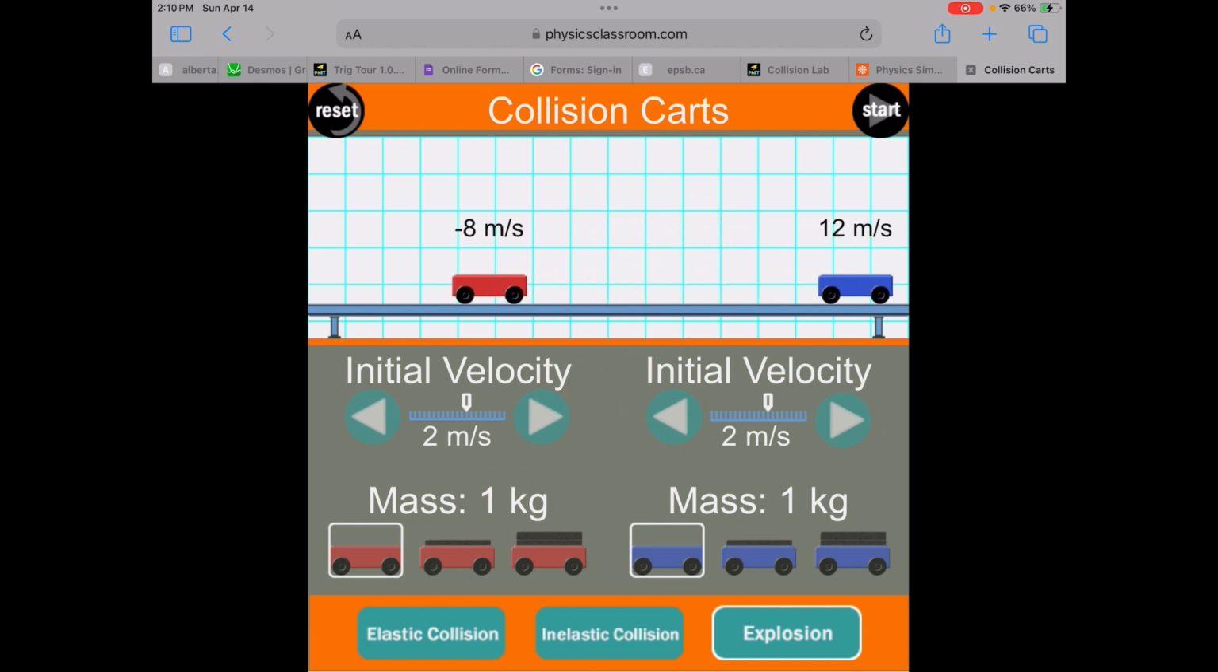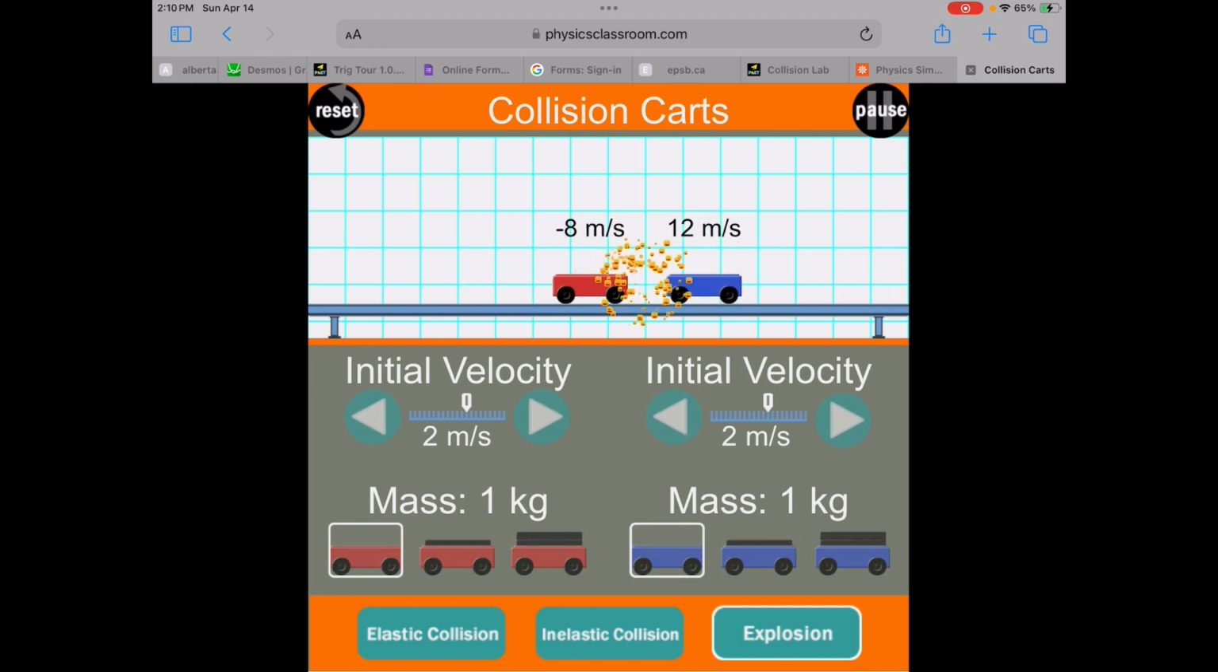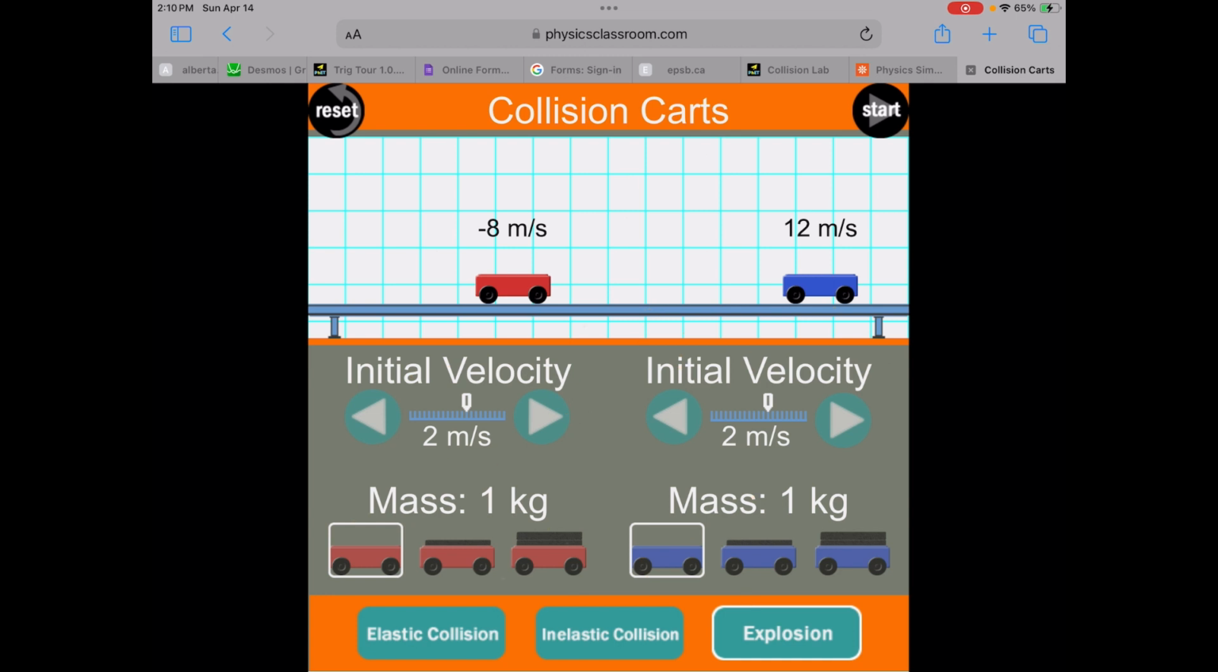Red cart now has 1 kilogram times negative 8 meters per second, or negative 8 kilogram meters per second of momentum. Blue cart now has 1 kilogram times 12 meters per second, or positive 12 kilogram meters per second of momentum. So 12 kilogram meters per second of momentum plus negative 8 gives us positive 4 kilogram meters per second of momentum. Total momentum was conserved, right? In both magnitude, same size, 4, and direction, positive to the right.